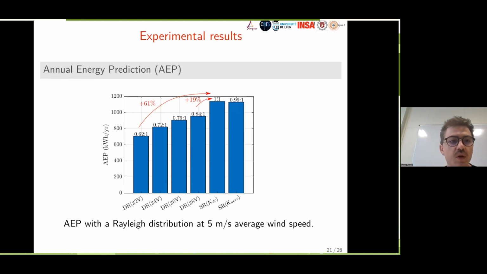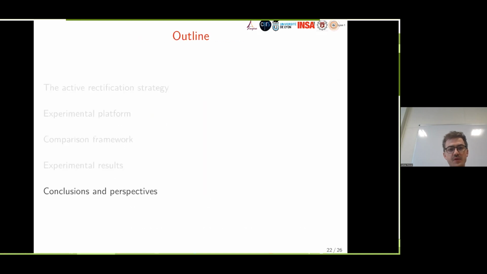Let's have a look now at annual energy production. The two scenarios with active rectification are there, and all the scenarios with passive rectification are on the left. So from discharged battery to charged battery, the annual energy production increases by 61% and by 19% for the minimum. We use the Rayleigh distribution at 5 meters per second average wind speed. I think that's all for the results.